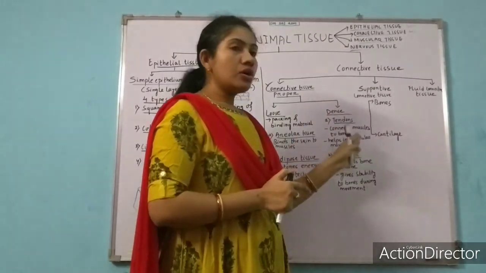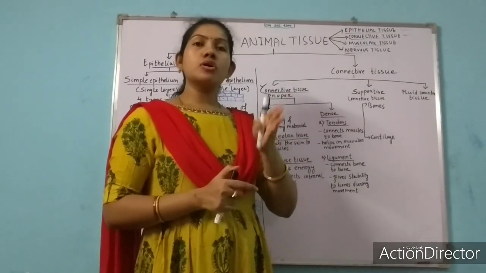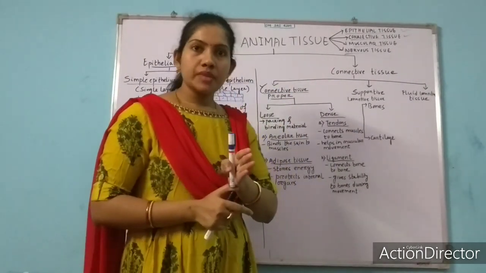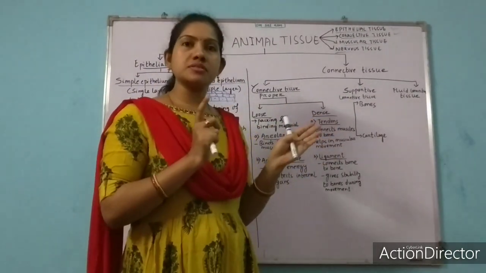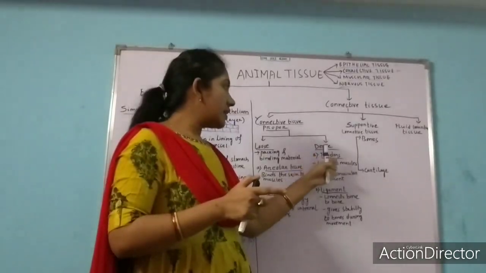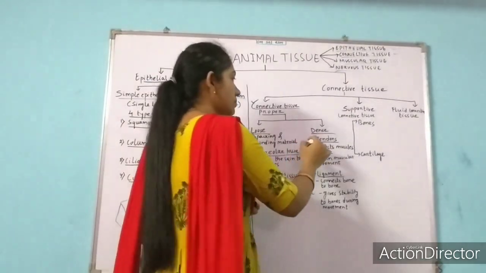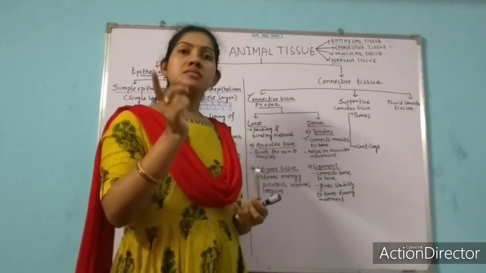So tendons are generally made up of white fibers or white collagen fibers. Got it? Tendons are generally made up of white collagen fibers. And what is the main function of tendon? It connects muscles to bone. Remember this properly. The function of tendon is that it connects muscles to bone.